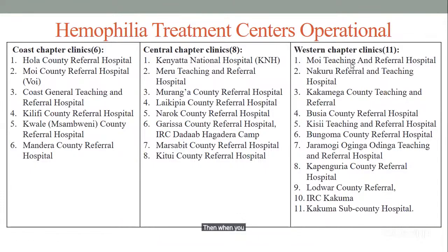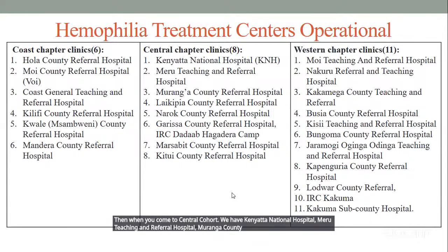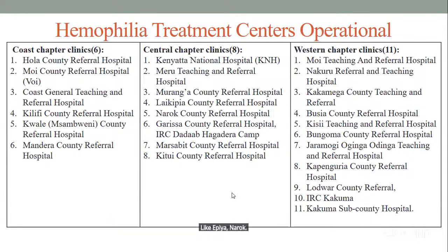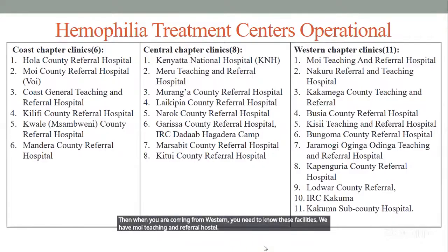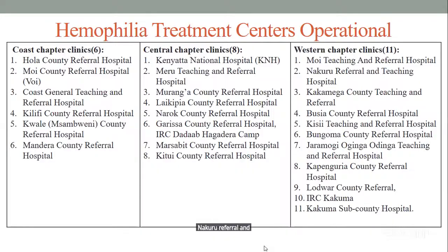Then when you come to the central cohort, we have Kenyatta National Hospital, Meru Teaching and Referral Hospital, Murang'a County Hospital, Laikipia, Narok, Garissa, Marsabit and Kitui. Then when you are coming from Western, you need to know these facilities. We have Moi Teaching and Referral Hospital, Nakuru Referral and Teaching Hospital, Kakamega, Busia, Kisii, Bungoma, JOOTRH, which is Jaramogi Oginga Odinga, Kapenguria, Lodwar, IRC Kakuma, and Kakuma Sub-County Hospital. Next.